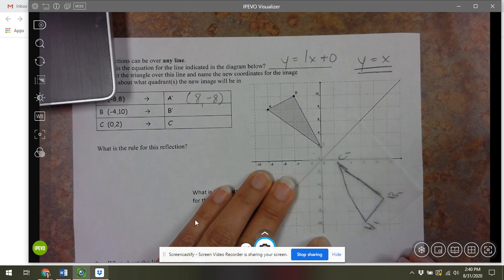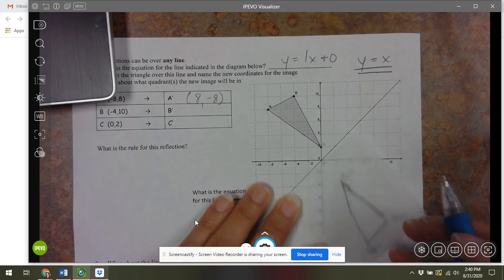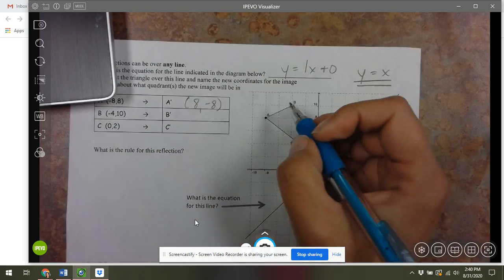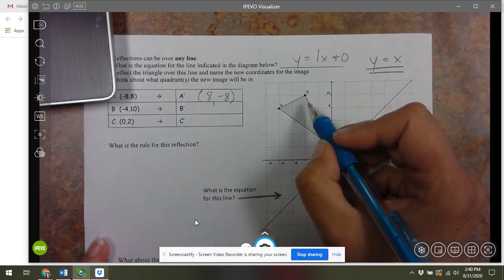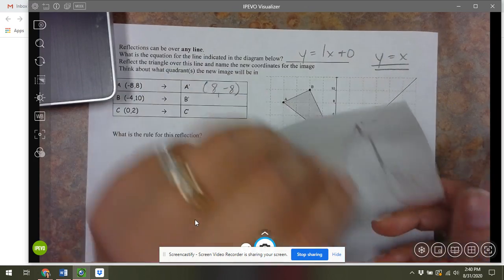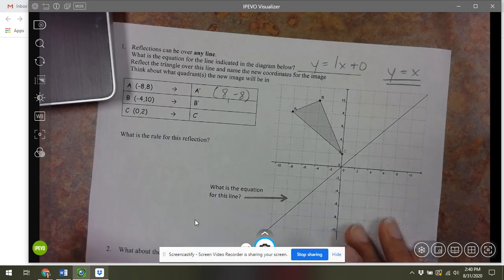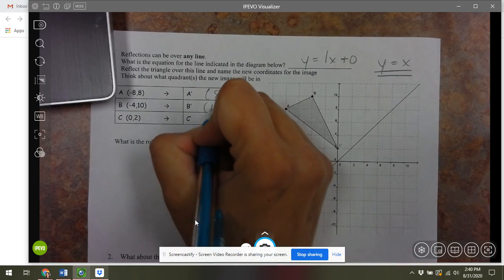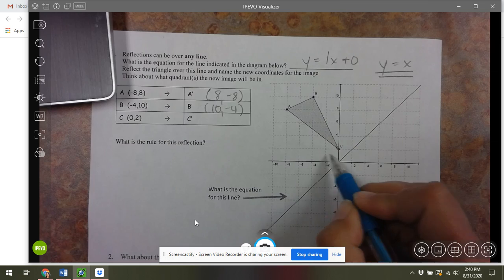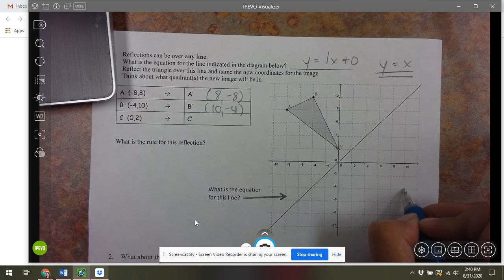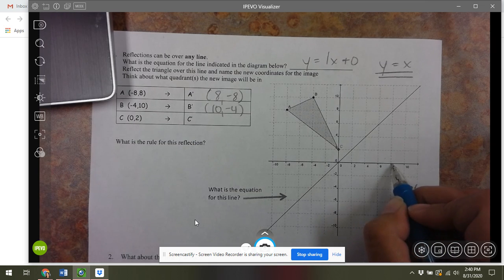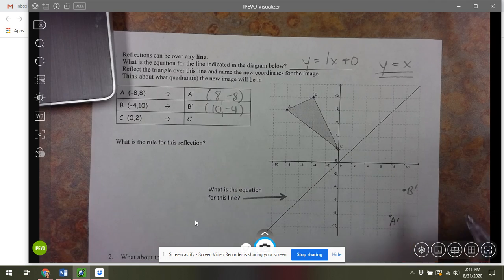Right there, that's lined up. A is 8, negative 8. B prime flips here. B prime is the point 10, negative 4. So here, I'll draw it on here. B prime is 10, negative 4. A prime is 8, negative 8.